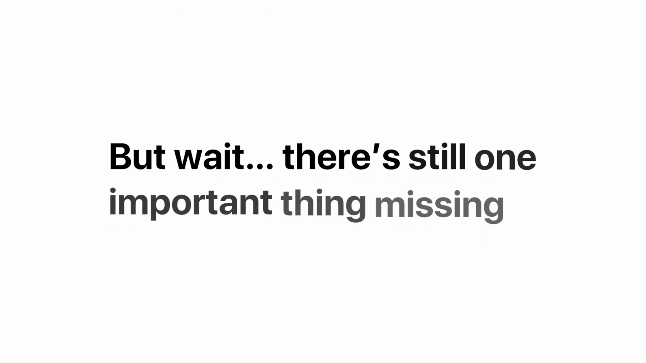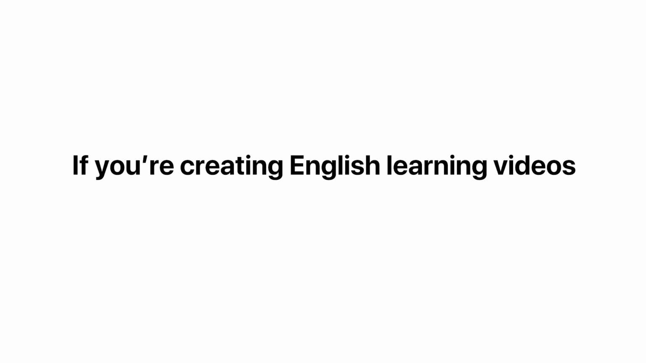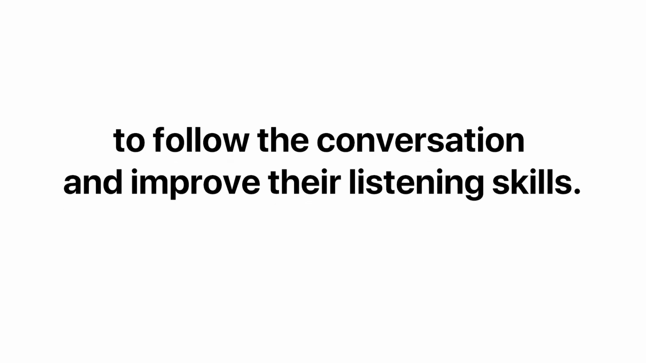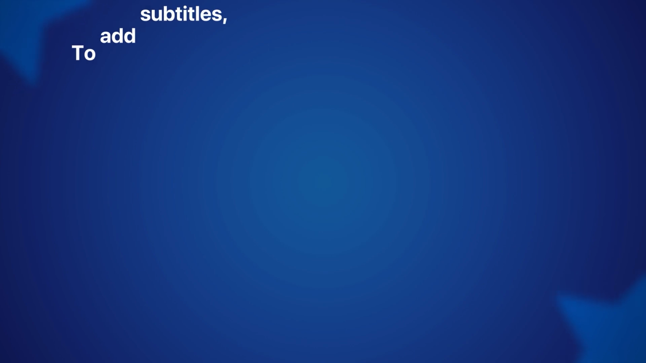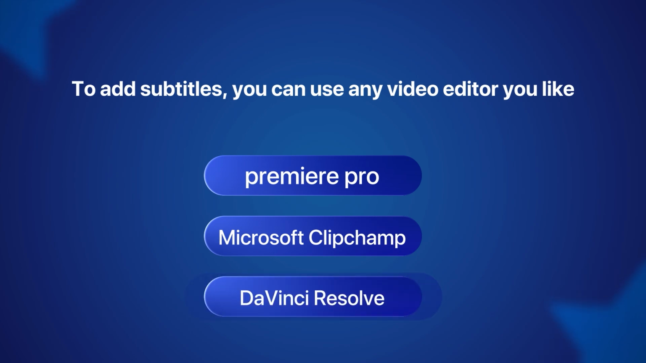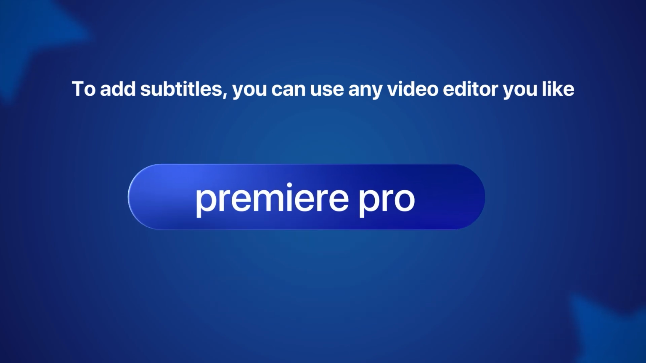But wait, there's still one important thing missing: subtitles. If you're creating English learning videos, subtitles are essential because they make it much easier for viewers to follow the conversation and improve their listening skills. To add subtitles, you can use any video editor you like, such as Premiere Pro, Microsoft Clipchamp, or DaVinci Resolve. In my case, I'm using Premiere Pro.